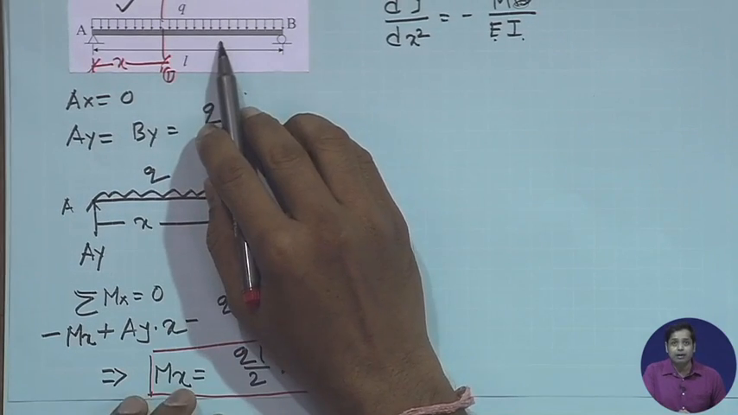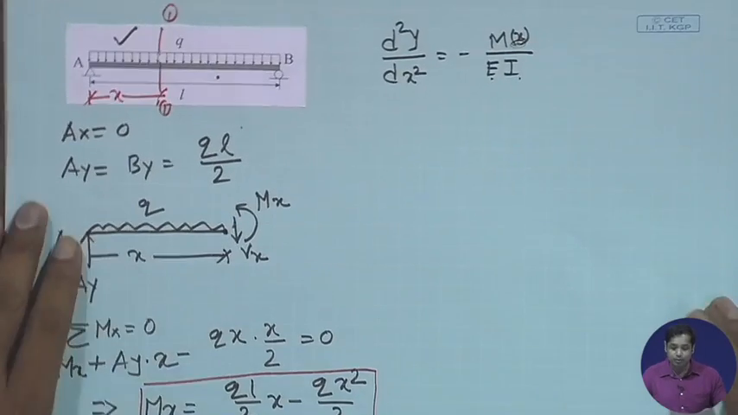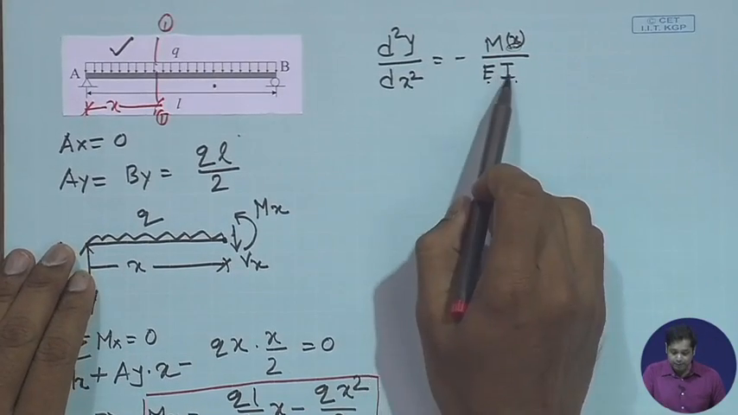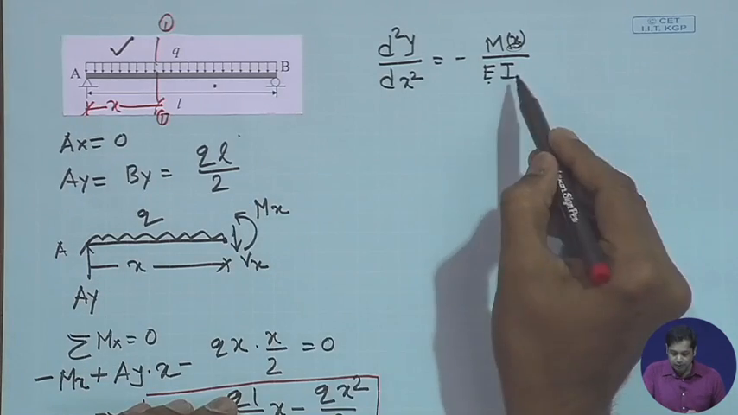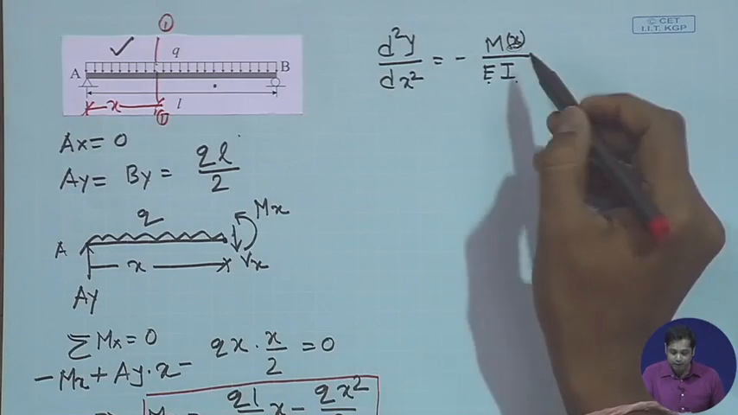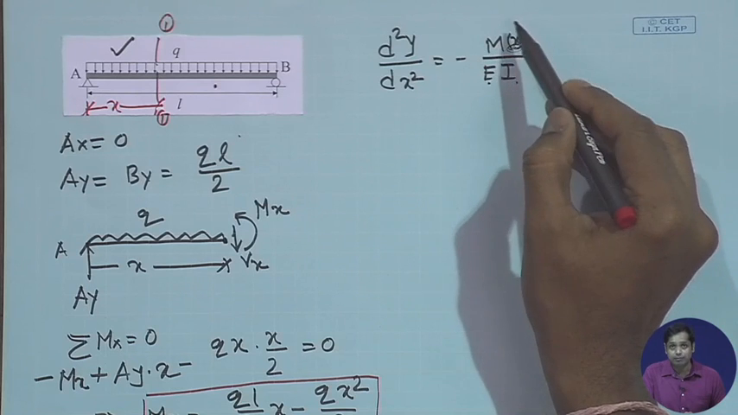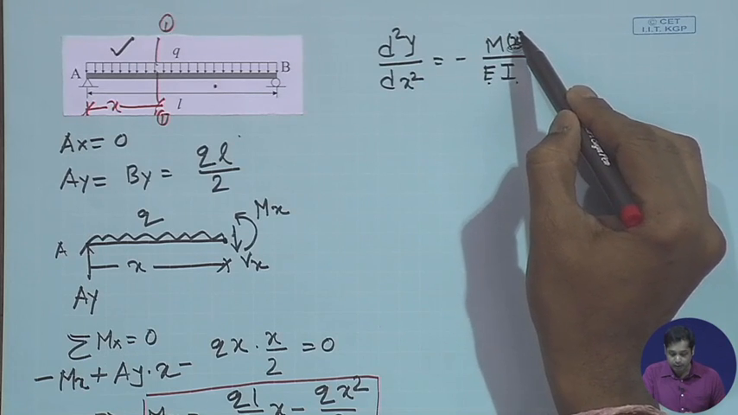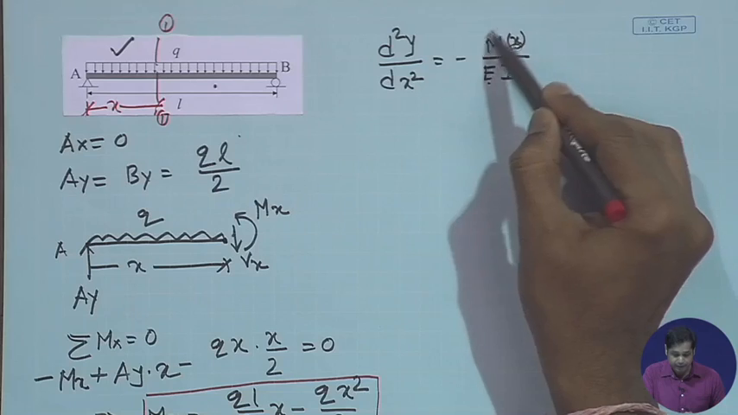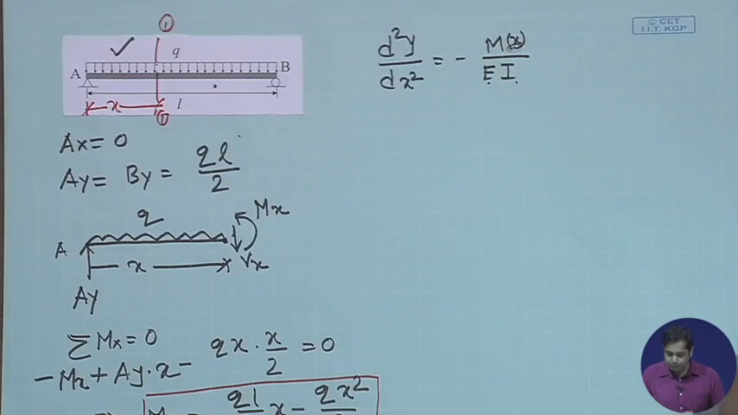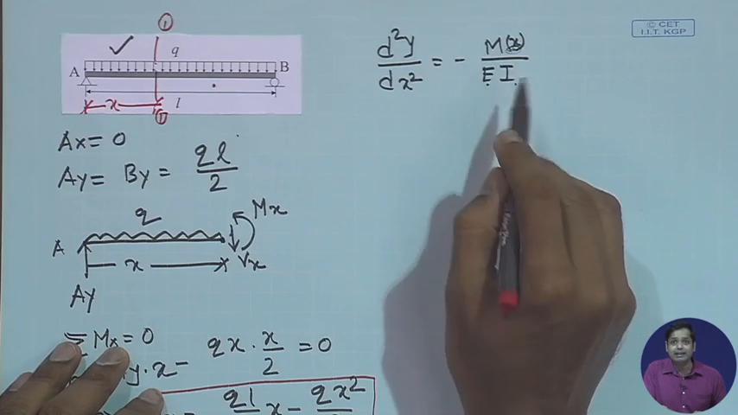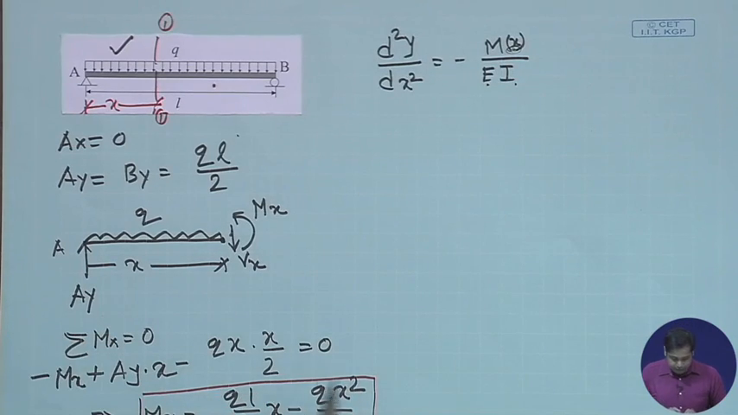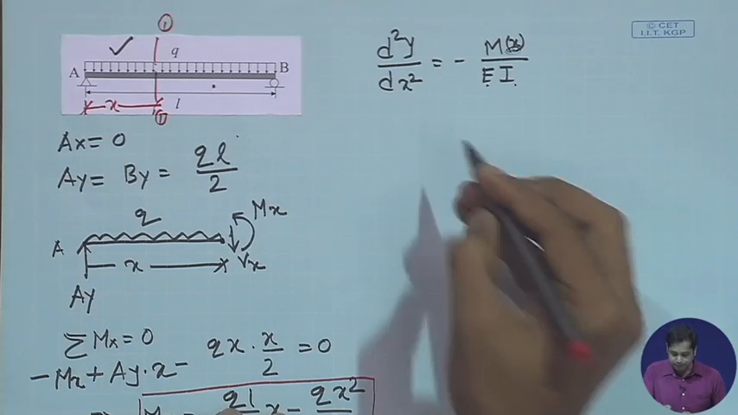Now, we assume in this problem that Young's modulus is constant, and the cross section of the beam is uniform across the length. So, E and I both are constant. The only parameter which is a function of x is the moment. Now, this differential equation we will directly integrate. So, if we substitute M(x) here, what we have is this.